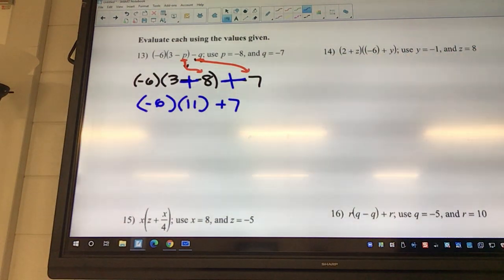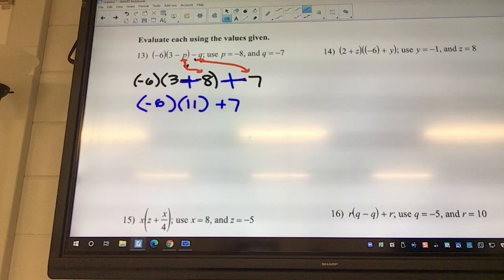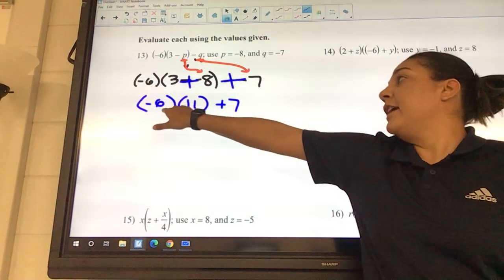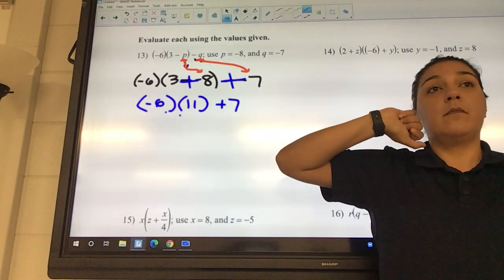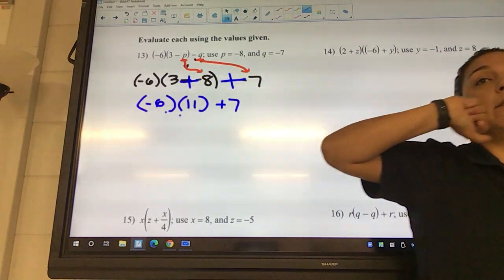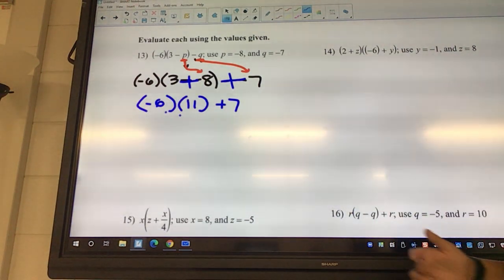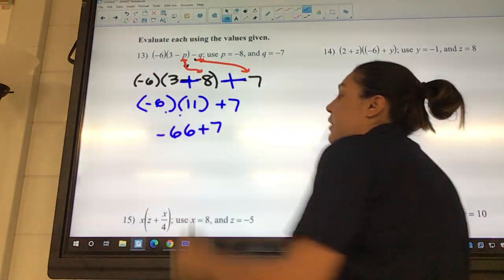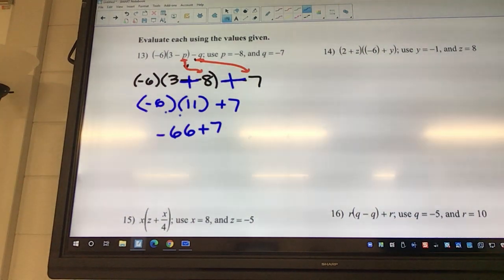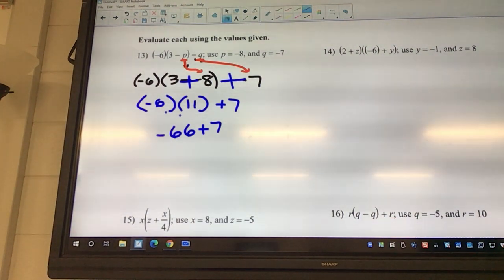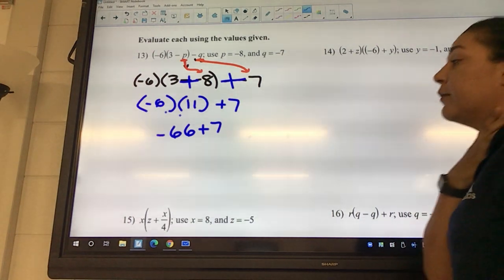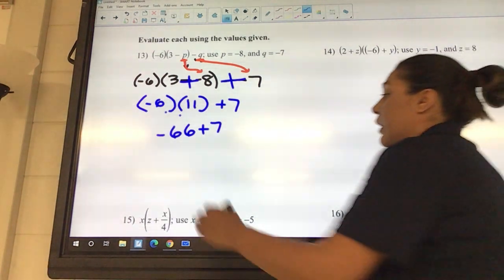Okay. What do two parentheses next to each other mean? It means multiplication. So it's really negative 6 times 11. What's 6 times 11? 66, and then you just throw the negative on there. So it's negative 66 plus 7. What's negative 66 plus 7? Negative 59.